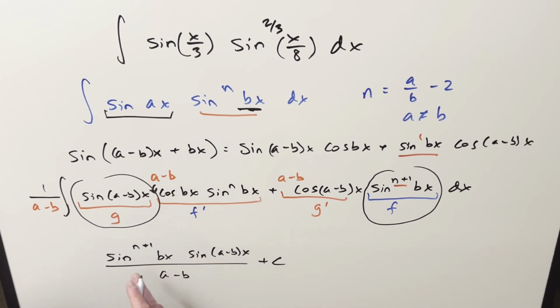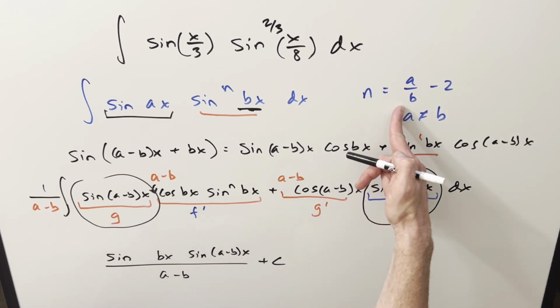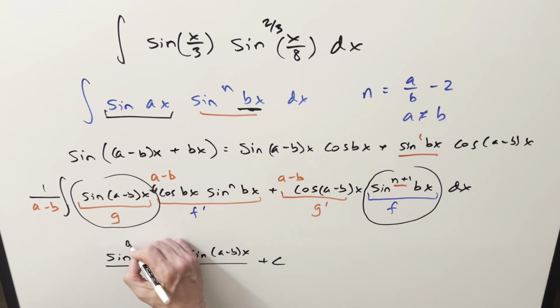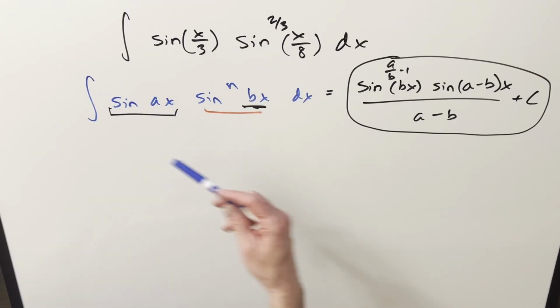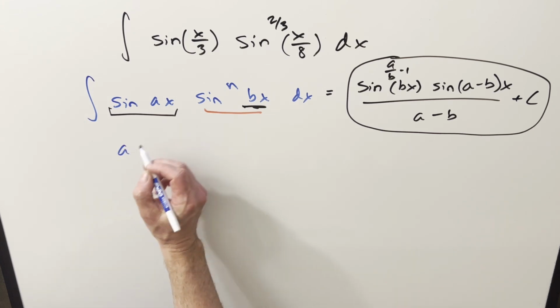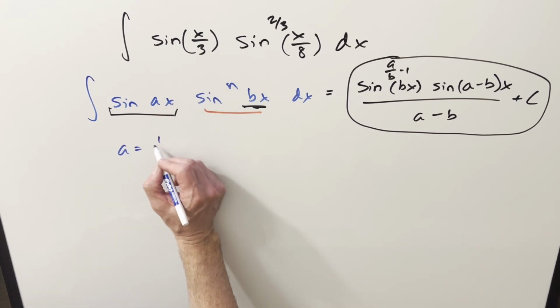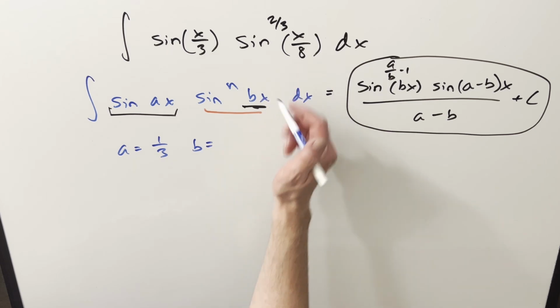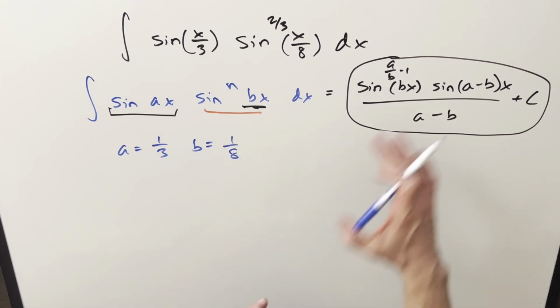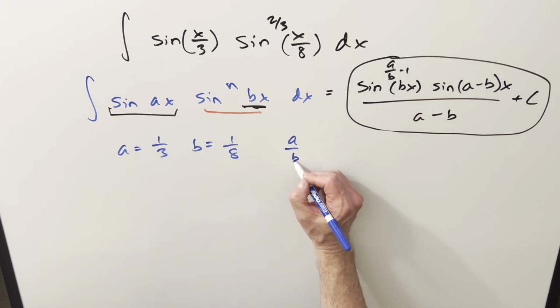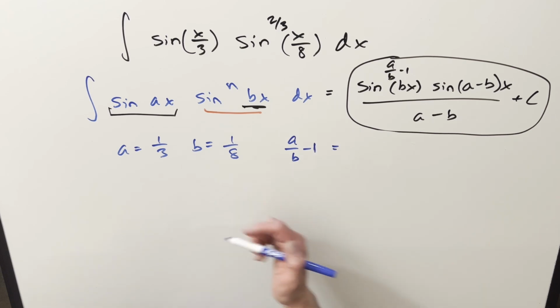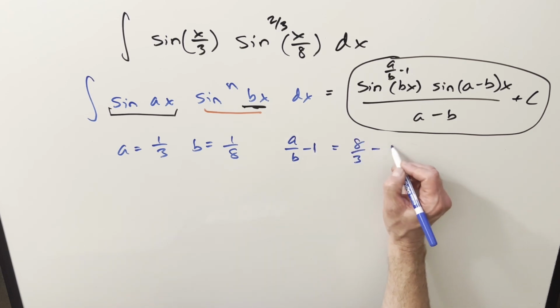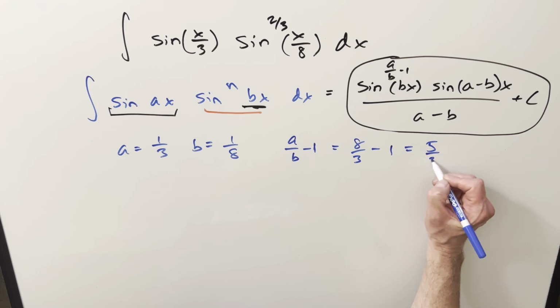But one thing, let's actually get everything back, like I said, to a and b, and we've got this n in it. So putting it back, if n is a over b minus 2, then n plus 1 is going to be a over b minus 1, and that's it. So now getting back to the original problem, we just want to use the formula where the a value is going to be 1/3, and the b value is going to be 1/8. So for the a over b minus 1 value, a over b is going to be 8/3, minus 1 is going to be just 5/3.